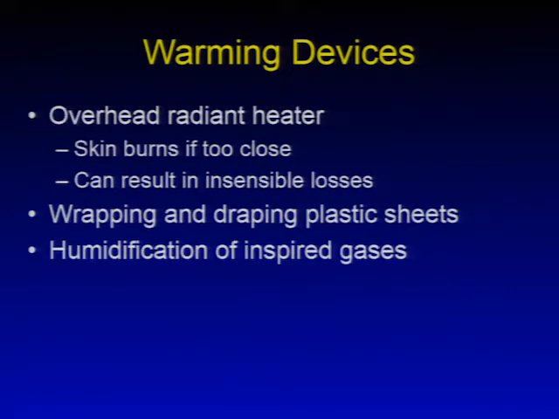Other devices used in addition to forced warm air devices are the overhead radiant heaters. These are very useful, although they can cause skin burns if they're too close to the child. They also result in insensible losses if used for a prolonged amount of time. Additional approaches to keeping a child warm would be wrapping the child or draping them with plastic sheets. And then it's important to always humidify the inspired gases, which is more common now that circular systems are used in pediatric anesthesia.